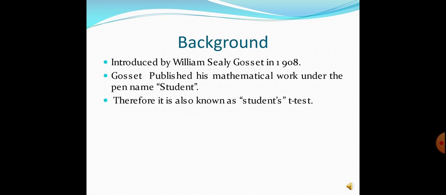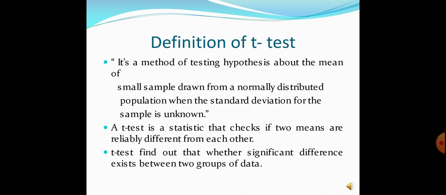Now, what is the background of the t-test? The t-test was introduced by William Cecil Gosset in the year 1908. Gosset published his mathematical work under the pen name Student, so that's why it is also known as the Student's t-test.